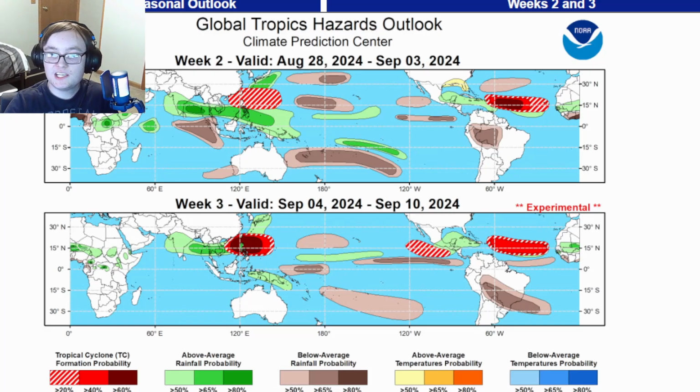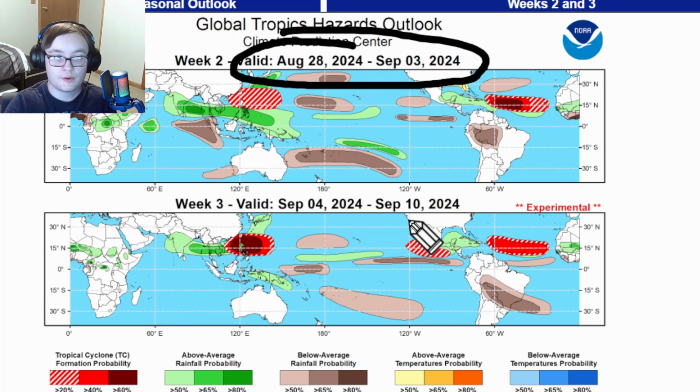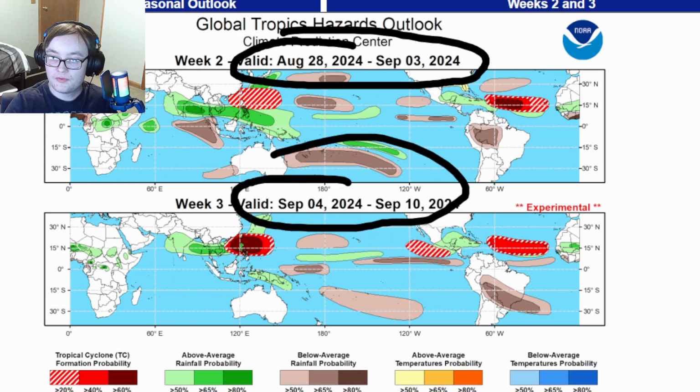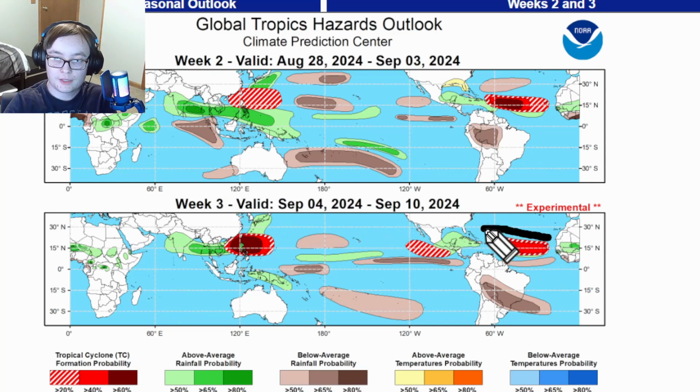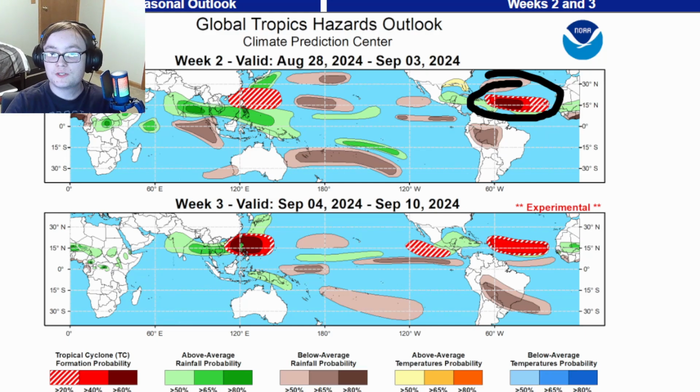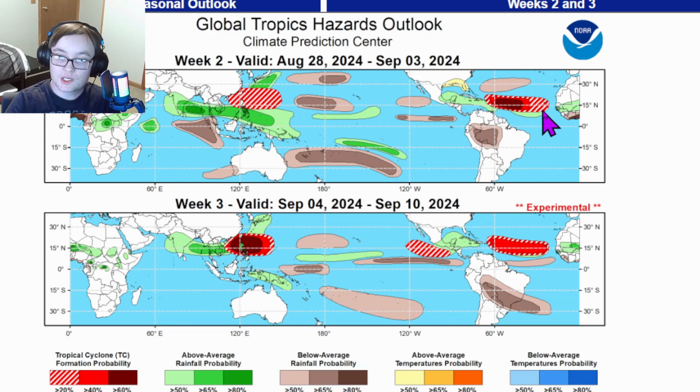So here's the CPC's outlook for the potential of tropical development out here for August 28th all the way to September 3rd, as well as September 4th through September 10th. I'm really watching the September 4th through 10th one closer because I feel like these probabilities are going to shift a lot more west and also increase in the chance of a tropical system. But because of that first tropical wave that's currently moving off of Africa, you can see the CPC's introduced just less than a 60% chance for a tropical storm to form just barely off to the east-northeast of the Lesser Antilles. So that's going to obviously be the best shot for a tropical storm, a named storm to form towards the end of August, very beginning of September.